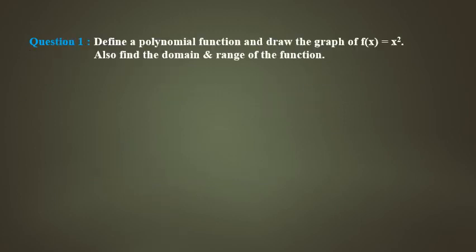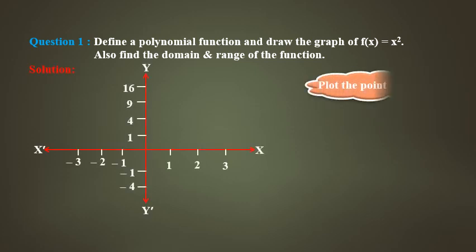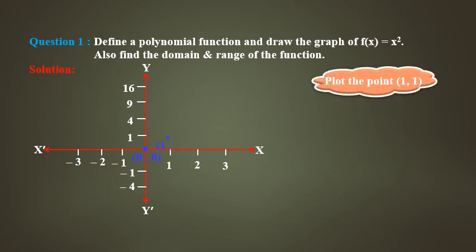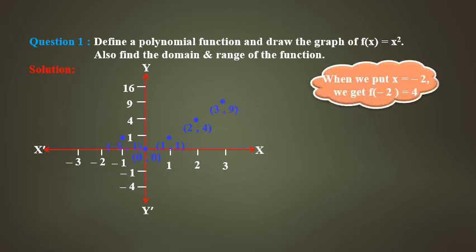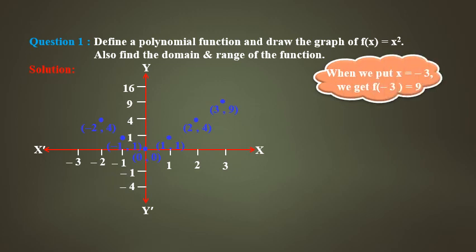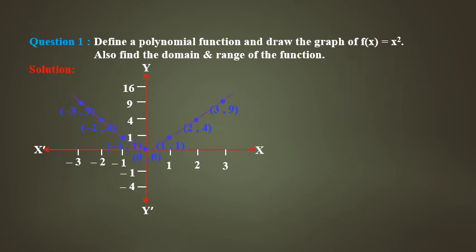So this you remember. And the next question: define a polynomial function and draw the graph of f of x equal to x square. So remember here we can draw the graph of this one. Again take the points, substitute the values here, and after this you can get a very simple graph. You are already familiar with this one. It is called a parabolic graph.